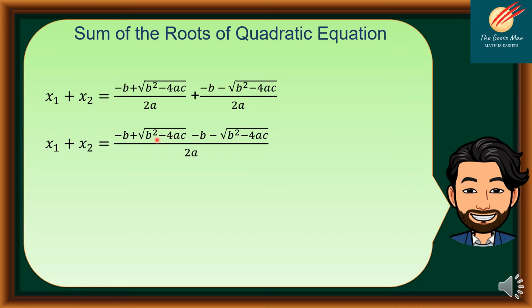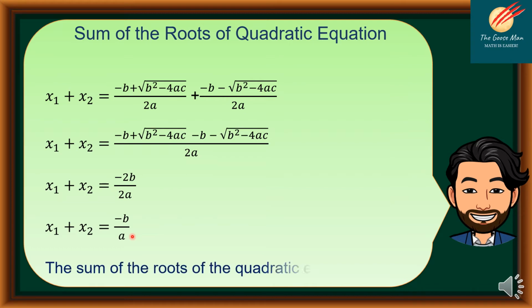So we have negative b minus the square root of b squared minus 4ac. Take note that these are opposites, so this is positive and negative, and we can eliminate them, leaving x sub 1 plus x sub 2 is equal to negative 2b all over 2a. Then factoring out 2, x sub 1 plus x sub 2 is equal to negative b all over a. Therefore, the sum of the roots of the quadratic equation is negative b all over a.